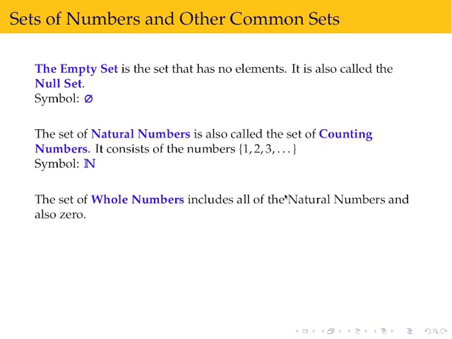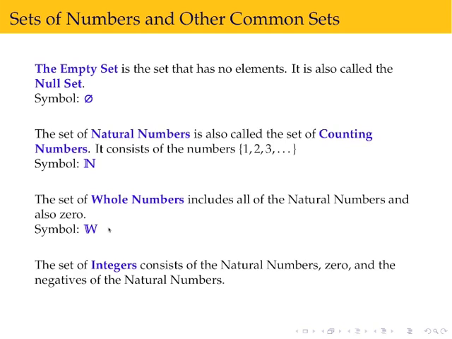The next set is the set of whole numbers, which includes all of the natural numbers. It also includes zero. Zero is not a natural number, but it is a whole number. And this W with a double bar is a less common symbol. You don't see that in all books, but some books will use that W with a double bar.